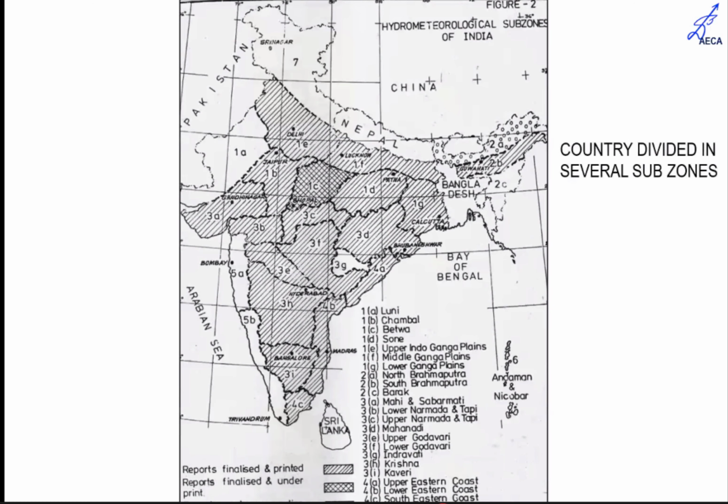The country has been divided into various subzones where all the meteorological data are available, and the basins are also identified with the rivers, basically. So which river gets a major contribution from which basin. We have the Chambal River, Ganga, Brahmaputra, Sabarmati, Narmada, Godavari, Krishna, Kaveri, etc. Our site lies in subzone 3A, which is the Godavari basin, lower Godavari basin.